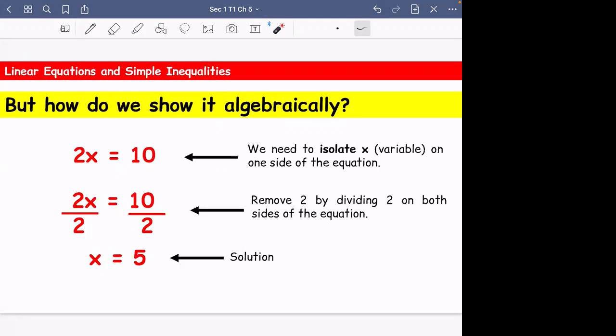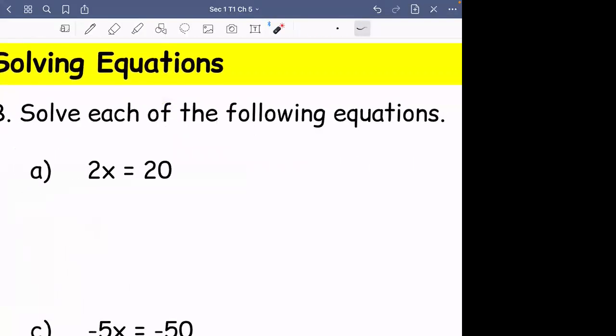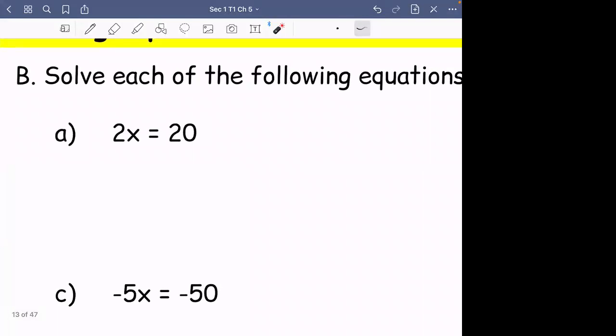Next, Ryan, can you help me with letter A? What is the solution here? What if you're given 2x is equal to 20? What is the value of x? 20 divided by 2, which is 10. Very good. Again, to remove 2, we divide both sides by 2. So this is cancelled, and x is equal to 10.